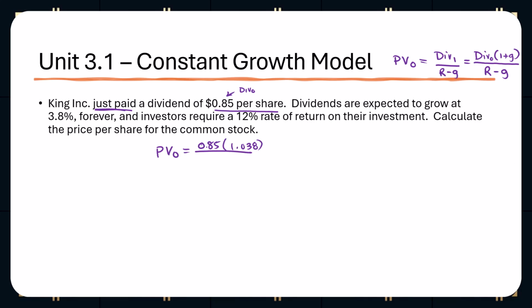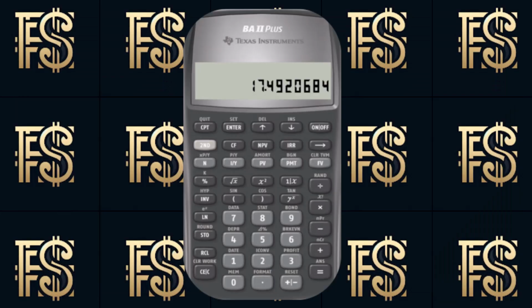So the numerator of this problem is 85 cents times 1 plus the 3.8% growth rate, or 1.038, all divided by 12% minus the 3.8%. That will give us the answer to this problem. Again, very, very important that we pay attention. Are they giving us Div 1 or are they giving us Div 0? Because if they give us Div 0, we have to adjust it.